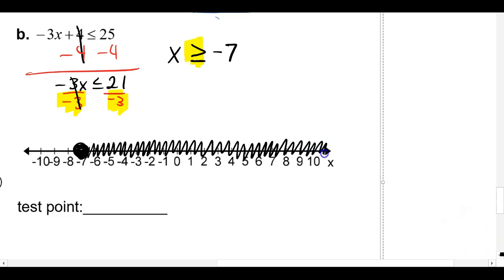Got lots of shading to do. There we go. And then go ahead and pick a test point. Any point that's somewhere in your shaded area. Let's pick 3. And then we say, is 3 greater than or equal to negative 7? Yes, it is, because any positive number is always bigger than a negative number.